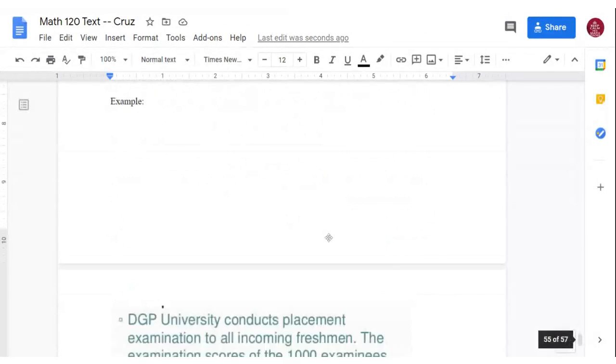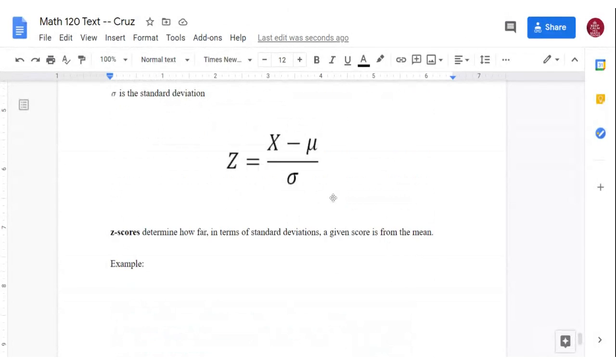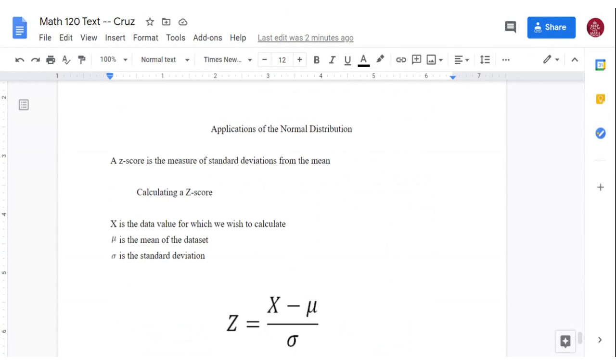All right, so the last little thing deals with this thing called the z-score. How do we calculate a z-score? Like we were just handed some z-scores, but if we want to calculate one, this is how we do it.